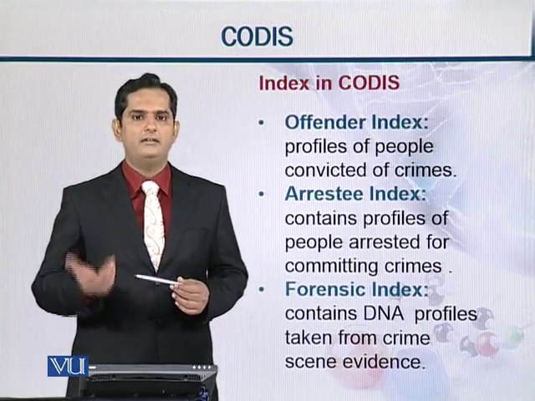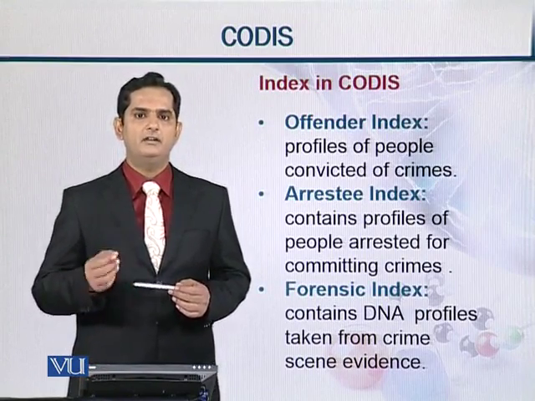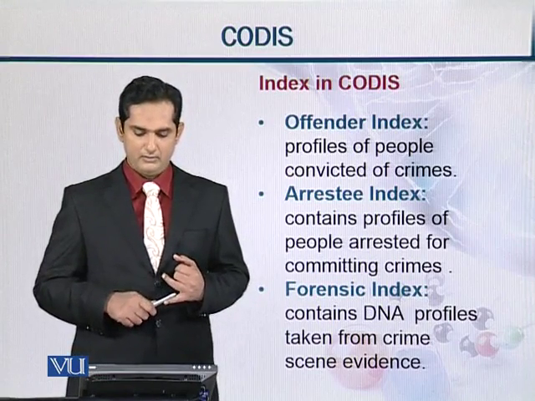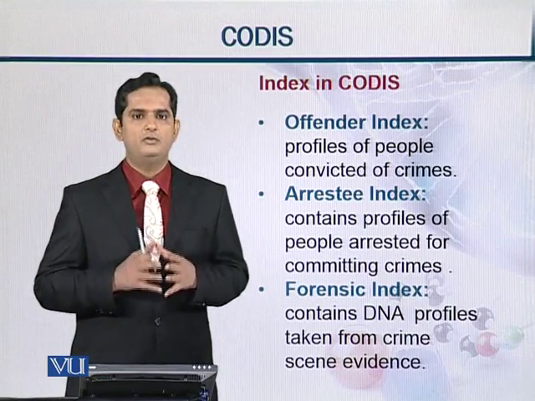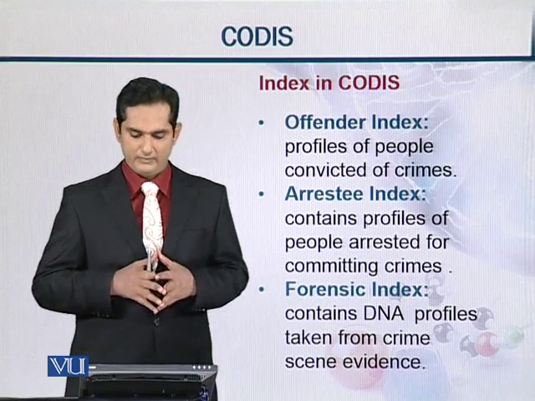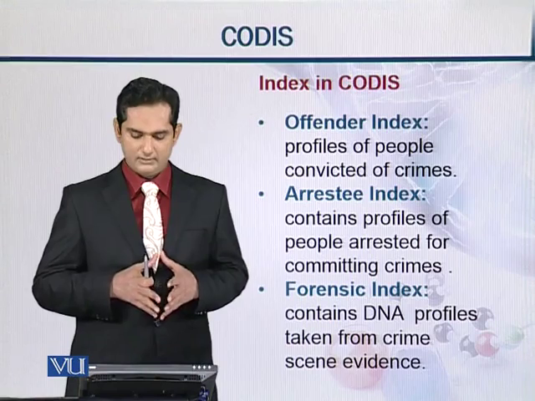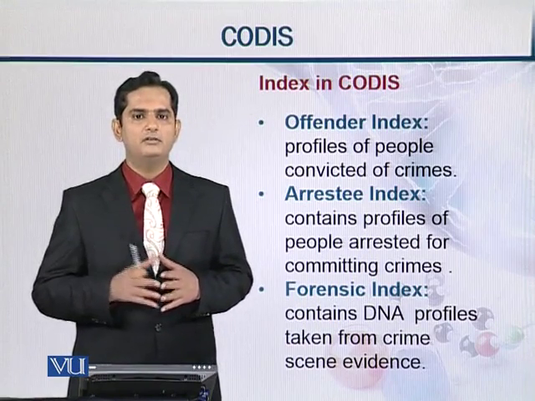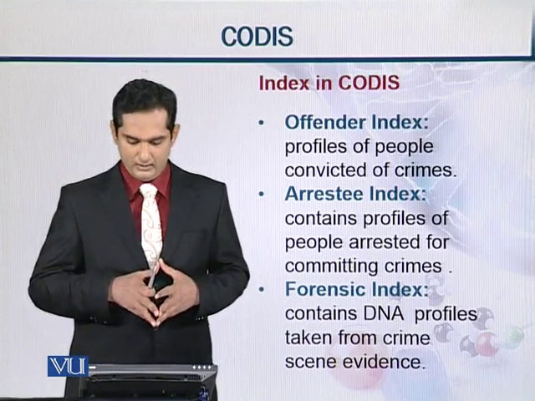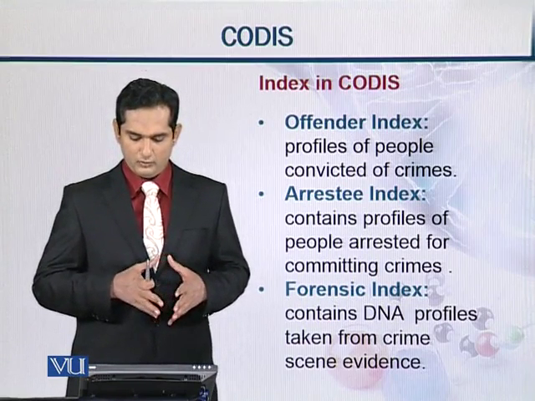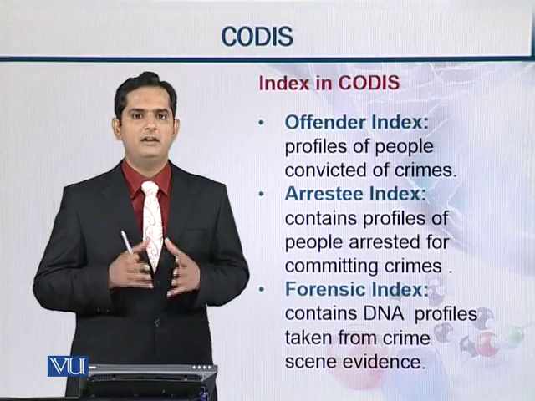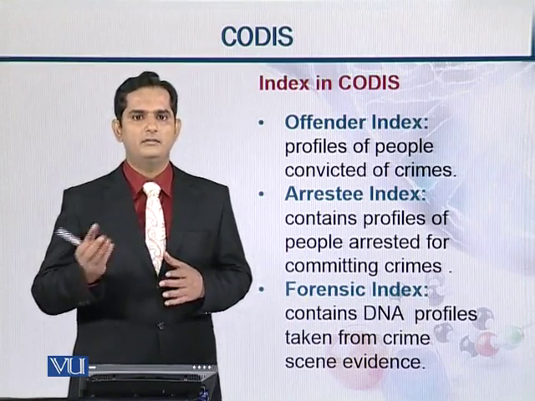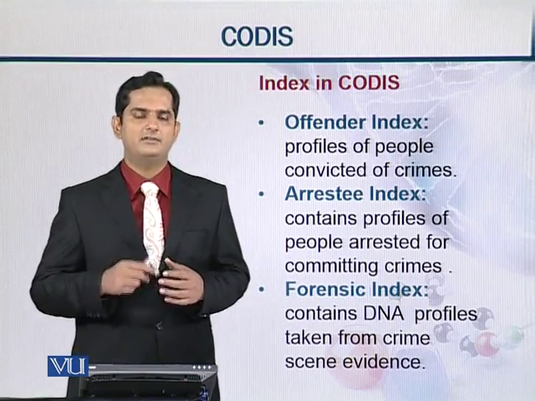So what are the different indexes or information available in CODIS? Number one is the offender index. Offender means those people who have been convicted of some crime. Similarly, the arrestee index means people who have been arrested for committing some crime. Then we have the forensic index, which is generated by taking DNA samples from the different culprits and arrestees.